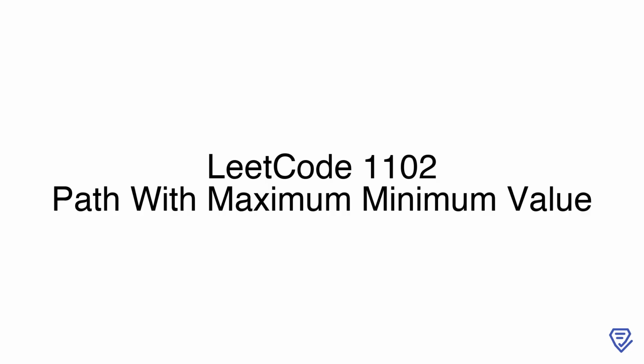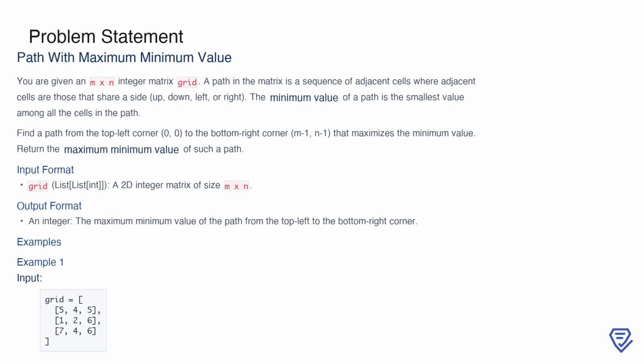Let's get started. In this problem, we are given an m x n integer matrix called grid. A path in this matrix is defined as a sequence of adjacent cells, where adjacency means the cells share an edge, such as up, down, left, or right. The goal is to find a path that starts at the top left corner of the grid, which is at position 0, 0, and ends at the bottom right corner, located at m-1, n-1.